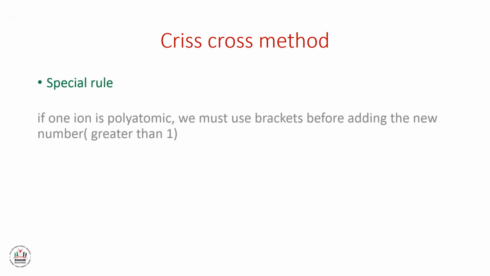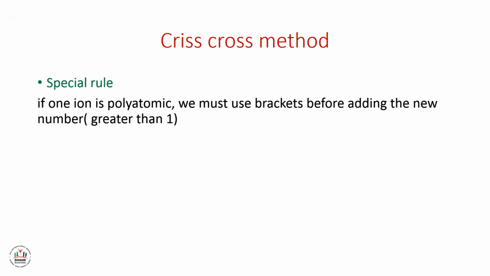We will move to the third special rule. If one ion is polyatomic, we must use brackets before adding the number. This number should be greater than 1. If it is 1, then we do not use brackets, like in this example. Al3+, OH-. Under Al3+ we write 3, and under OH- we write 1.